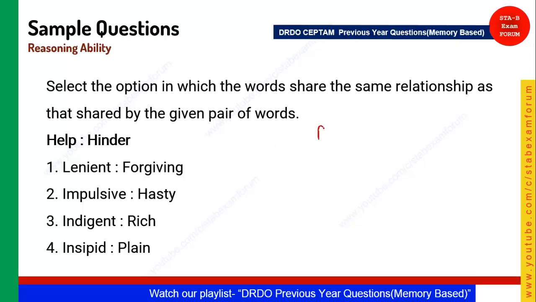Student, again this question is from analogy. There are different types of analogy. Here the analogy is help and hinder, meaning antonym analogy. Antonyms mean opposite. So the opposite of hinder is help, and the opposite of help is hinder. Similarly, there are some certain words whose meaning you should know to get this answer. From all these three answers, we know indigent is poor, and the opposite of poor is rich. So option 3 seems to be the correct answer.